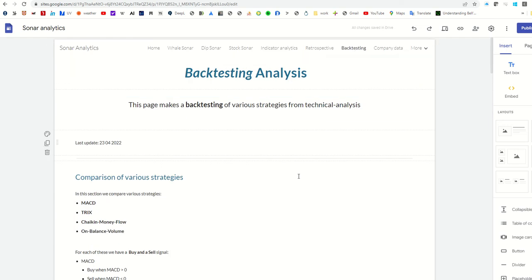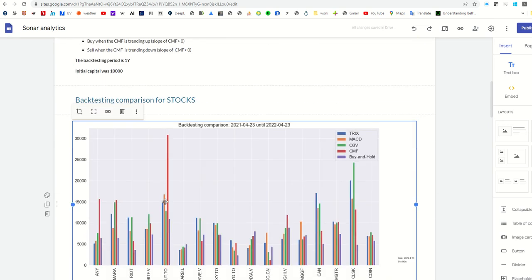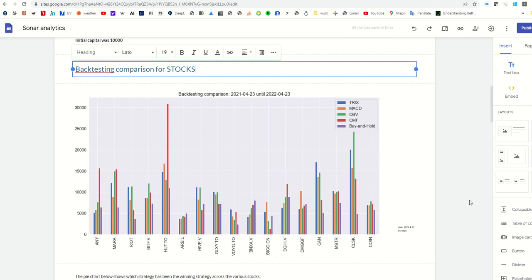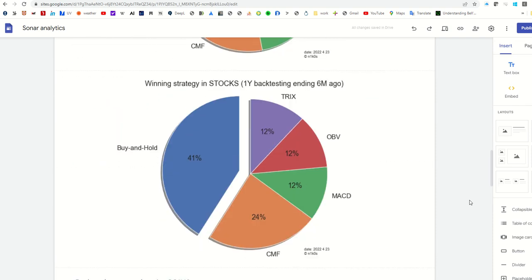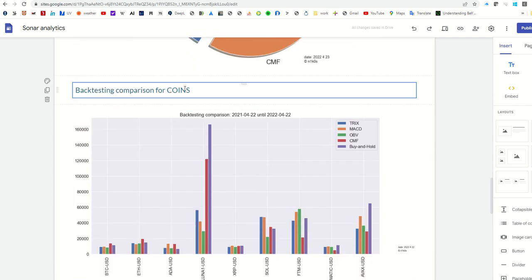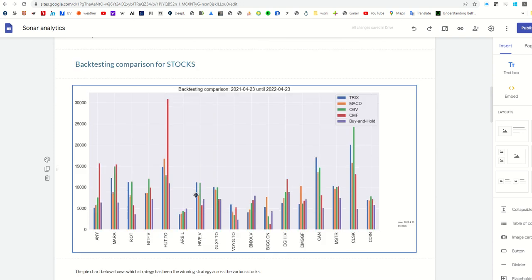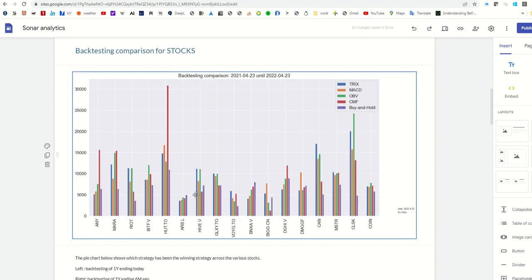You will find it under backtesting. So I split the results between stocks and between coins. The reason I did that split is because I thought initially that they would behave differently, so it wouldn't make a lot of sense to put them together. With the different colors, you see the result of the different strategies, assuming you start 1 year ago.